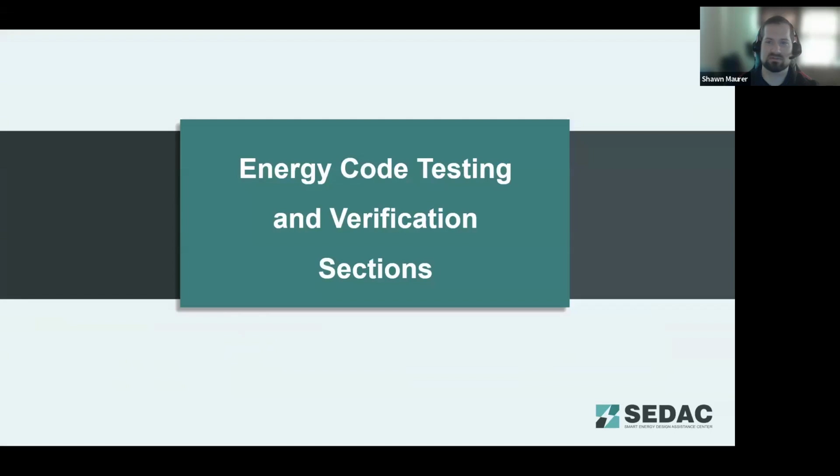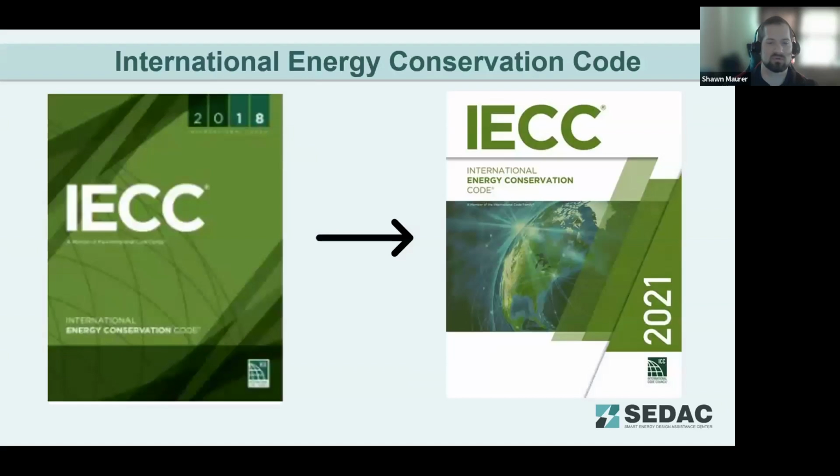So to get into our presentation a bit here, what portions of the code require testing and verification? So we're working out of the 2018 International Energy Conservation Code. Be aware that we are going to be transitioning to the 2021, so where there are significant changes, we'll touch on those briefly in the presentation here, but most of this information is based around the 2018 IECC's requirements.